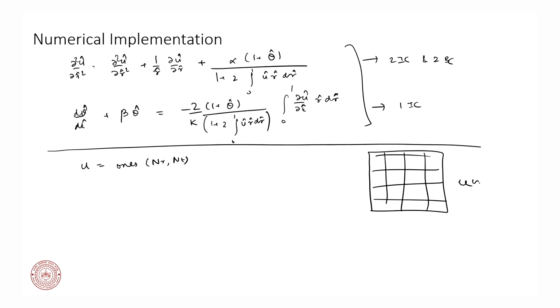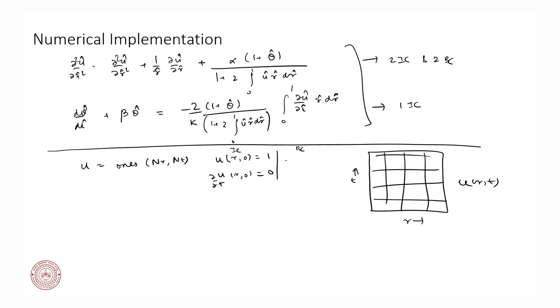The u grid is a function of r comma t. So, this is a radial direction, this is a temporal direction. So, u is equals to ones of nr comma nt. We can define our initial condition that u for all r comma 0 is equals to 1, and ∂u/∂t for all r comma 0 is equals to 0. That is, initially it's flat and initially there is no velocity, and these are our initial conditions.